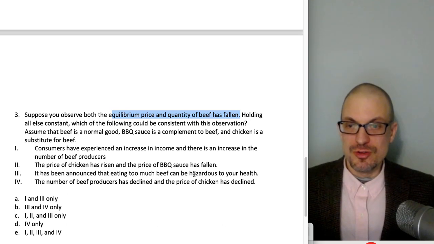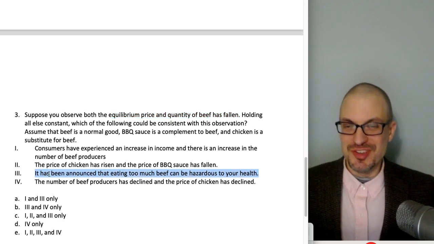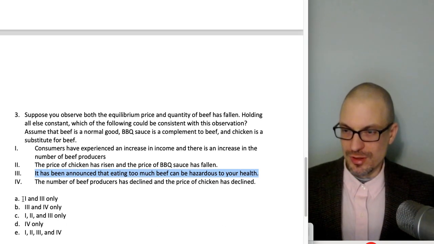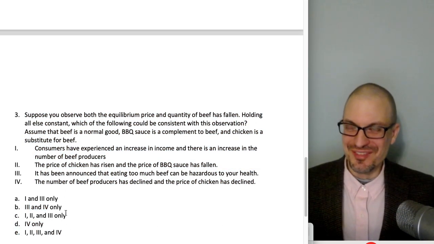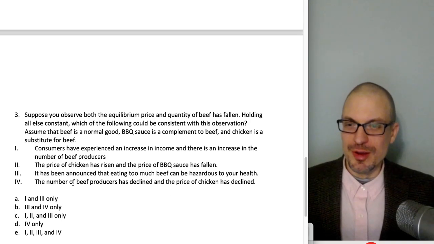It's been announced that eating too much beef can be hazardous to your health. Yeah, this is going to be a decrease. This is bad information. It's going to be a decrease in demand due to a change in tastes and preferences. So that's a leftward shift in demand. It could be 3. All right, so, well, it can't be A, right, because that's bringing in 1, which we know is not going to happen. Could be B. We've got to check 4. It's not C. It's not 4, well, it's not 4 only because we're confident with 3. And it's not all of these. Yeah, so actually we know the answer without even reading 4. We know it's B.